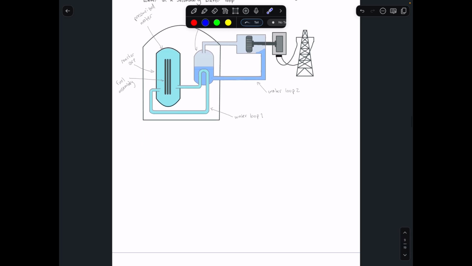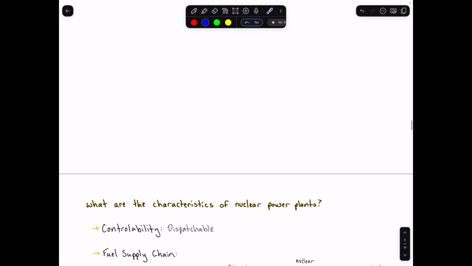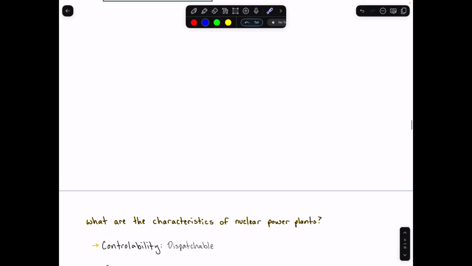All right, so now let's go over some of the characteristics of a nuclear power plant. Nuclear power plants are dispatchable because operators are able to control the rate of the nuclear fission reaction. Now, to understand how that happens requires diving into some technical detail, but I'm not going to go over that now. That, again, will be something that will be reviewed in a future course.